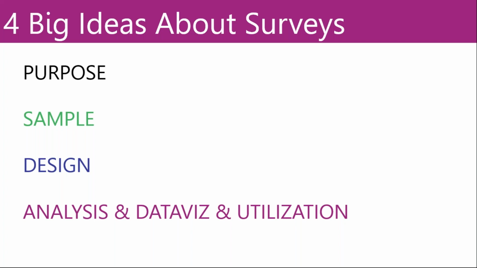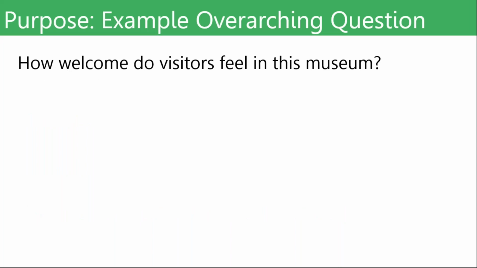So just to summarize again, we've got these 4 big ideas: purpose, sample, design, analysis, data viz, and utilization. Again, all of these things are things to think about that go into the process before you ever start designing and writing that survey, certainly before you administer the survey.